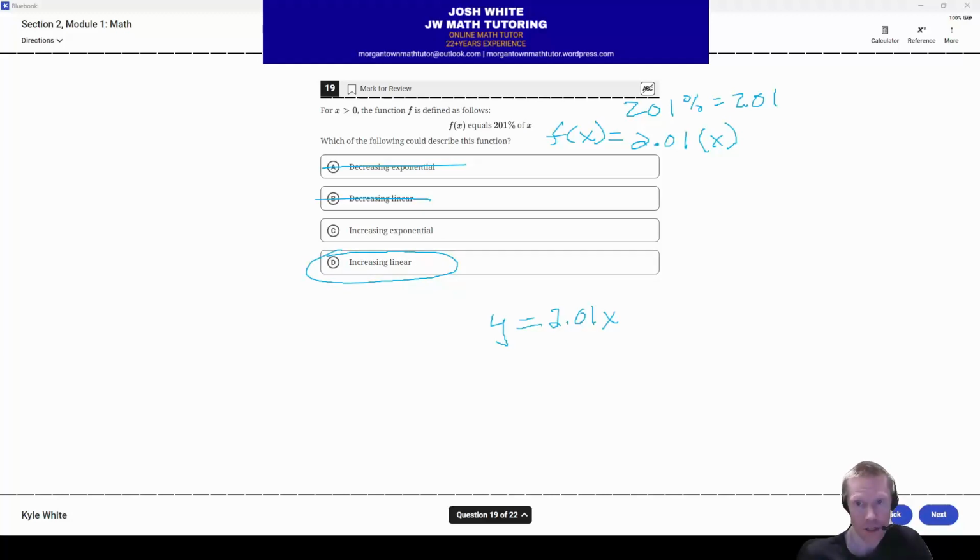It's a linear function. For it to be exponential, we'd have to set it up again where the variable is in an exponent, a number being raised to an exponent. This is just taking x and multiplying it by a number, which is essentially just the slope of this function, the 201%, or the 2.01. So the correct answer to this one is letter D.